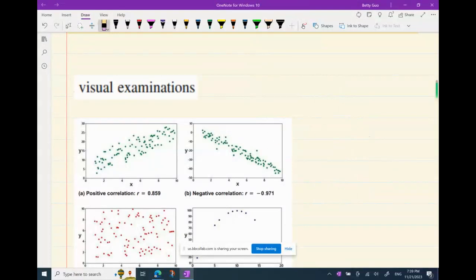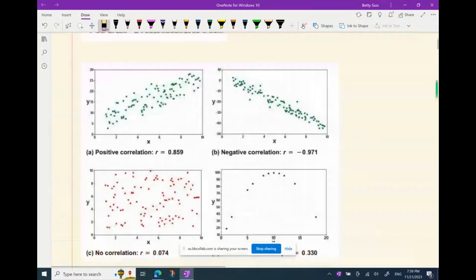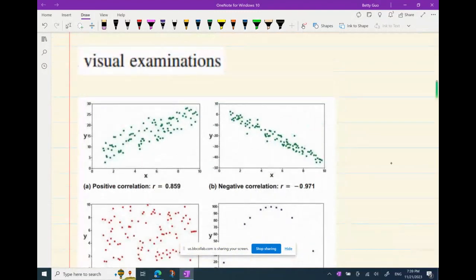It's pretty intuitive, right? It goes up, slope is positive, so positive correlation. Goes down, slope is negative, so negative correlation.